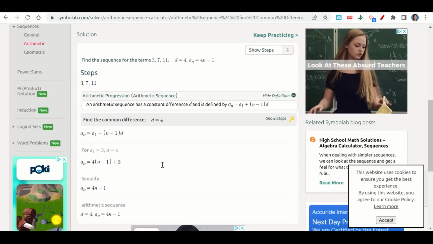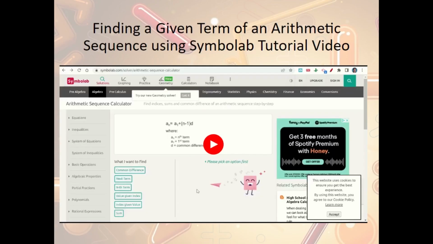And it will tell us everything we need to know. So it'll write out the equation for us. This is what it should look like in the equation. And it tells us d, what the difference is. The difference is 4. So this is how we can use Symbolab to find the common difference for our arithmetic sequences.